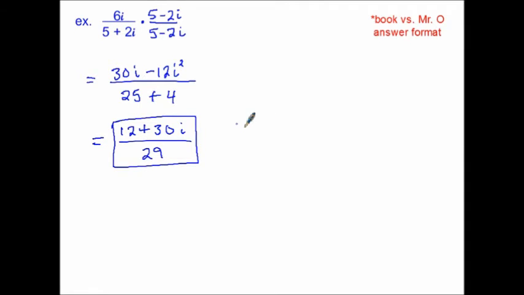The book is going to stress the standard form sort of thing, and I don't know if one of these is better than the other. But the book is going to split that fraction up into two separate fractions. So it's going to give you 12 29ths plus 30 over 29i. Again, I don't think one is better than the other necessarily. I'm lazy, so I like writing the 29 just once instead of twice like the book is going to do.